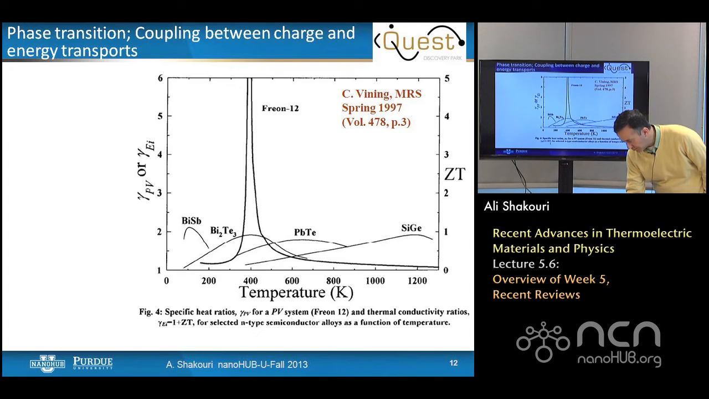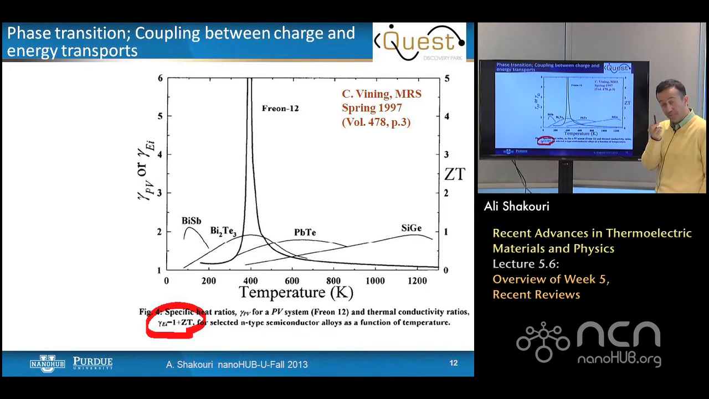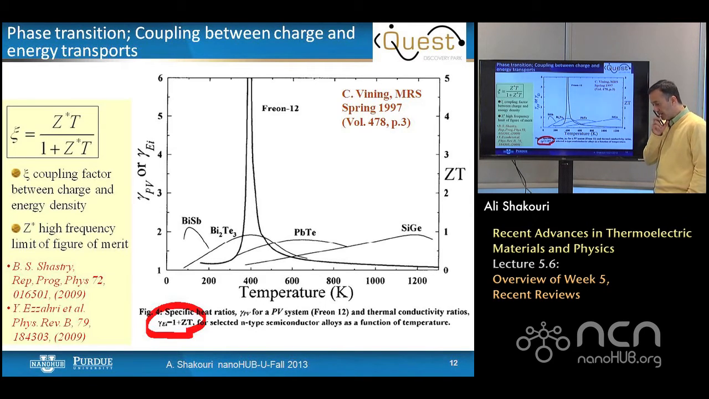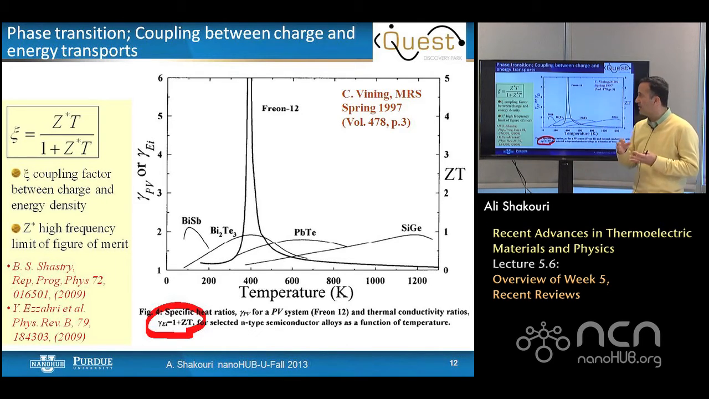But the idea that ZT or 1 plus ZT is related to these types of ratios of heat capacities or these thermodynamic parameters is something that needs to be considered more carefully. A different analysis by Sriram Shastri has shown that really ZT divided by 1 plus ZT plays a key role. That's a coupling between charge and energy density.